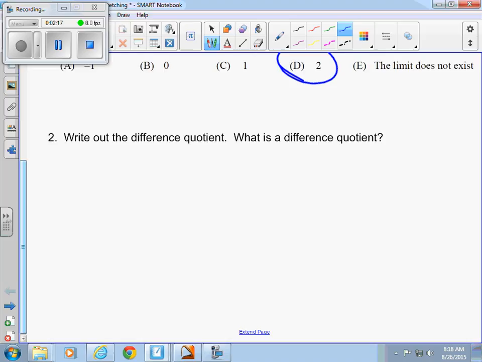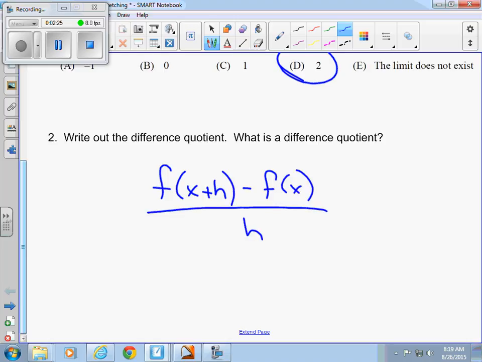Have you seen this before? Yes. Oh, the difference quotient. You have to memorize it. You need to know it. You won't this time. No. I like to know that.